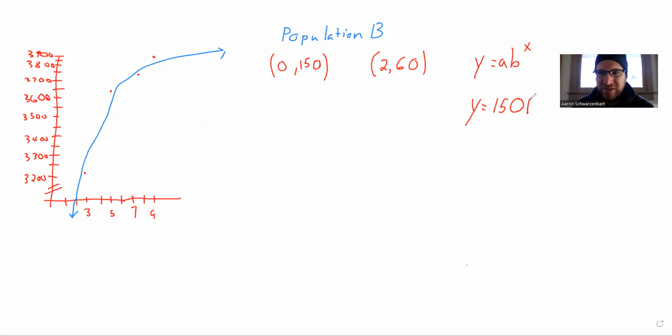But now I need to figure out B. X and Y can take any values. There's an X that's 1, there's an X that's 3, we could have an X that's 3.5. But as we look at this, we're going to pick this one, and I'm going to use this particular one to get my B value. So I'm going to substitute in 60 for Y and 2 for X. So I get 60 equals 150 B to the second. Now this is going to allow me to solve for B and fill in B in this equation.